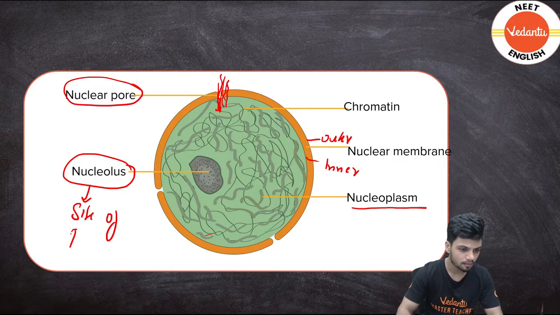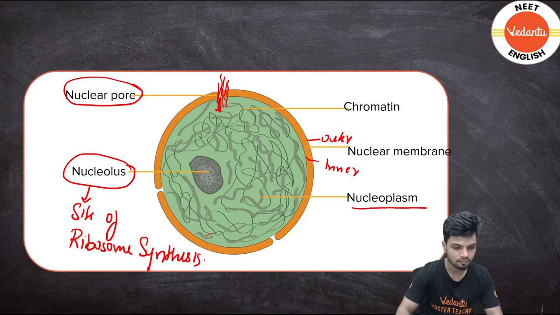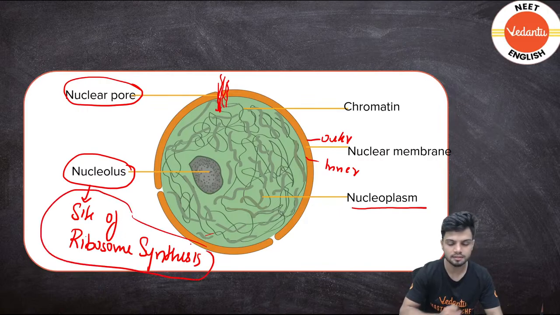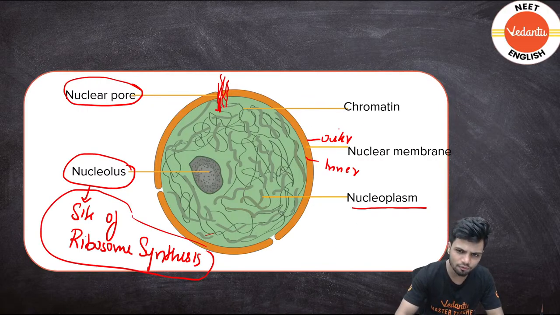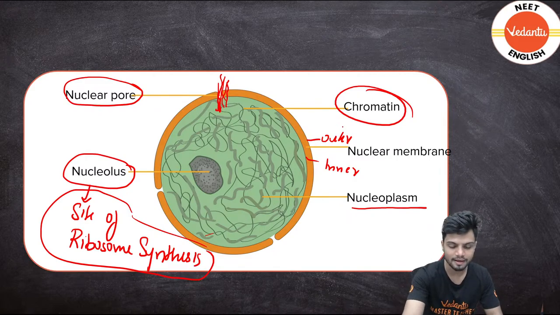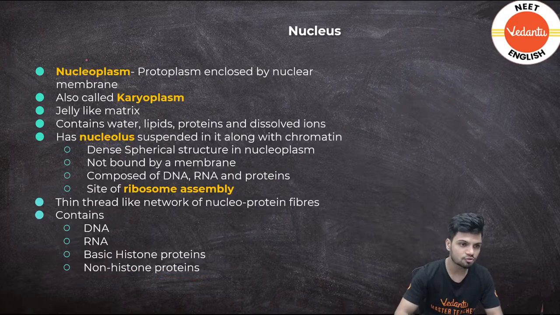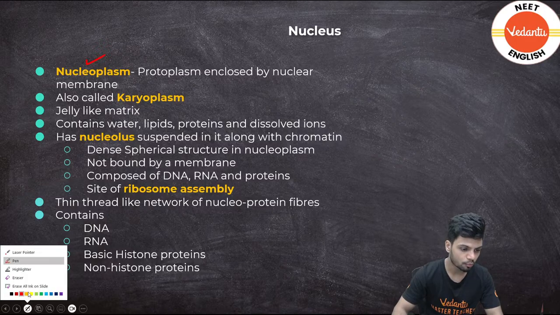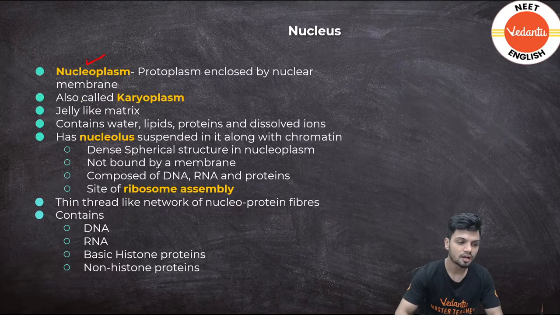This is the site of ribosome synthesis. Then we have the free floating chromatin. What is chromatin? Loose chromosomes are called chromatin. Then we have something called nucleoplasm. I told you, the protoplasm of the nucleus is also called karyoplasm.